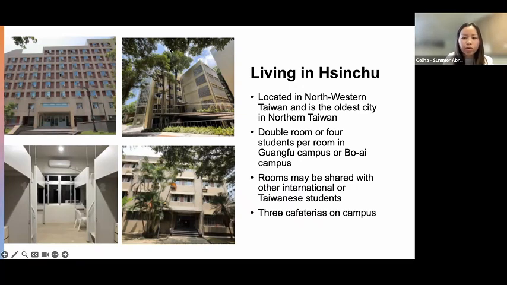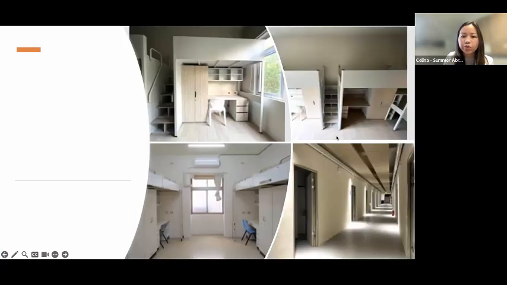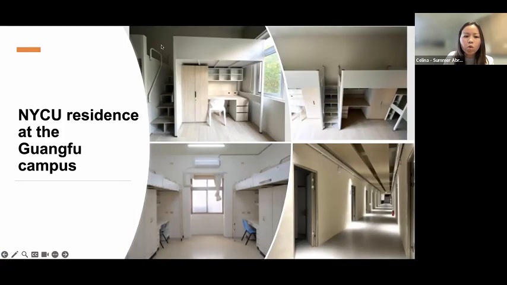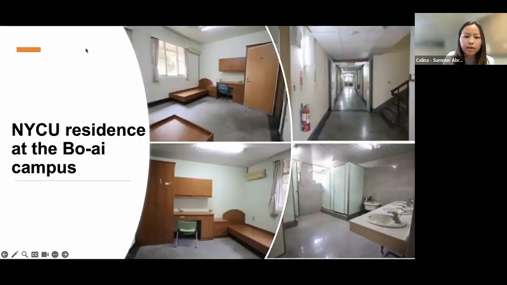Your room may be shared with other international and Taiwanese students. Last year, I believe our students were placed in double rooms, but in past years we do have students who are placed with 4 students per room as well. There are 3 cafeterias on campus that you all have access to. I want to show you some room photos. So this is in the Guangfu campus. You can see the room photo, and you are going to use the shared washroom for both locations. And the other one is a residence at the Boai campus.